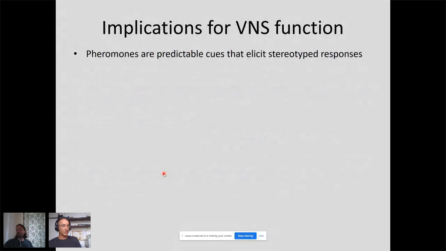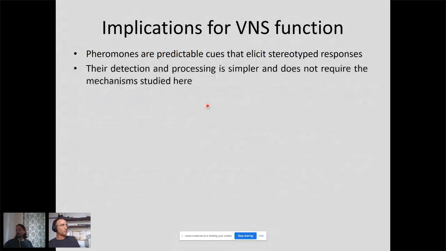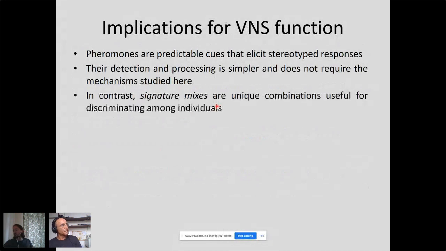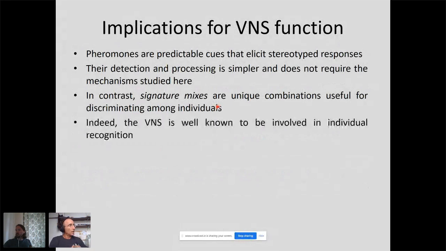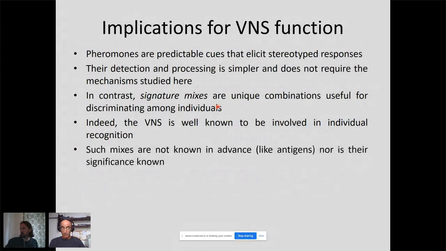And here we have to make a distinction between pheromones and signature mixes. So pheromones are predictable cues that elicit stereotyped responses, and their detection and processing is probably simpler. But in contrast, we have signature mixes, which are unique combinations that are useful for discriminating among individuals. And I have no time to show you, but we know that the vomeronasal system is really involved in various aspects of individual recognition. And you cannot predict these mixes in advance, maybe like antigens, in the sense that you don't know what you will encounter in your lifetime. And also their significance is initially not known.